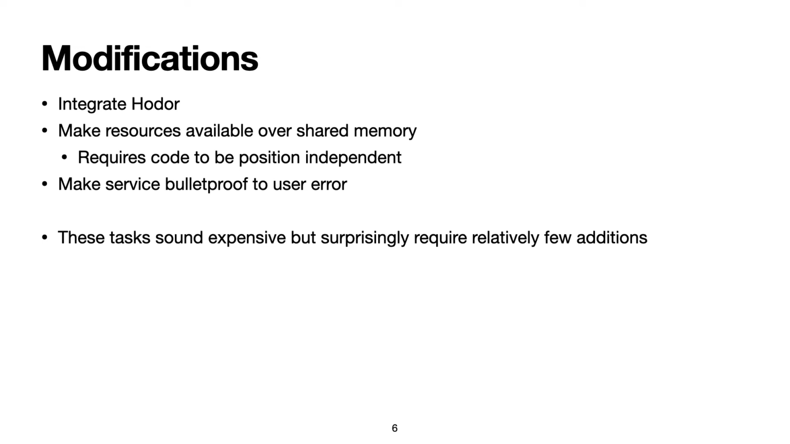So then how do we use Hodor to get all the benefits I've mentioned? First of all, there's integrating Hodor itself. And then we have to make sure that all the resources necessary to make a Memcached query are accessible over shared memory. And since we can't guarantee that these resources will be mapped to the same exact point in memory every time, Memcached has become position independent. Finally, we have to make Memcached absolutely bulletproof to misbehaving users. This sounds hard, but actually turns out to be relatively hassle-free.